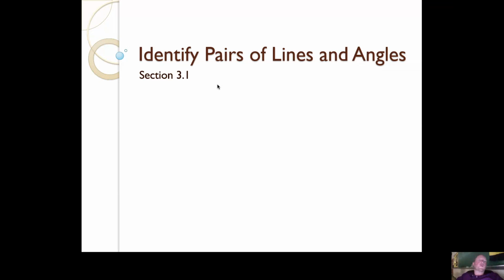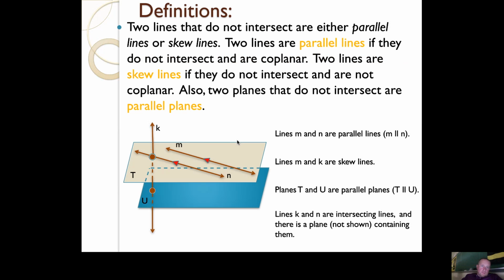This is section 3.1. We're going to identify pairs of lines and angles. Here's some definitions. Two lines that do not intersect are either parallel or skew lines. Two lines are parallel if they do not intersect and they have to be coplanar. Two lines are skew lines if they do not intersect and are not coplanar.